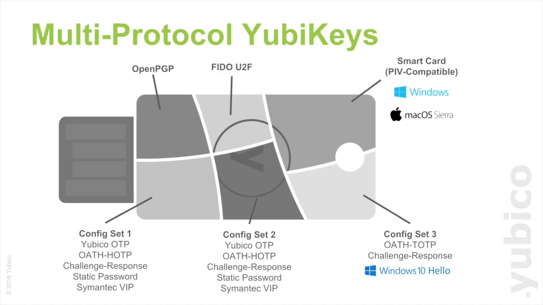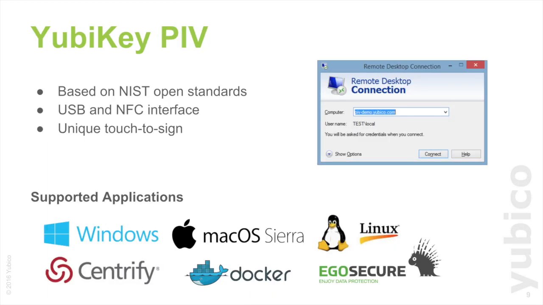And most importantly, it also acts as a PIV-compatible smart card used for authentication into Windows Enterprise machines or Mac OS Sierra. All of these functions exist on the same YubiKey simultaneously. You can set all of them up and use them for multiple systems without impacting any function of the YubiKey itself. So let's take a closer look at the PIV function of the YubiKey.